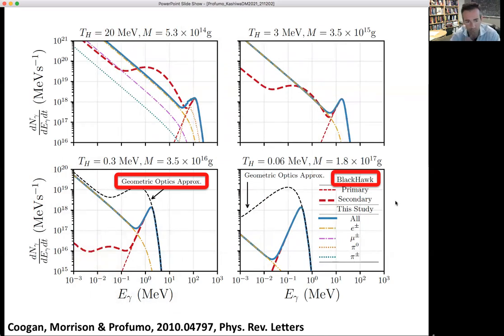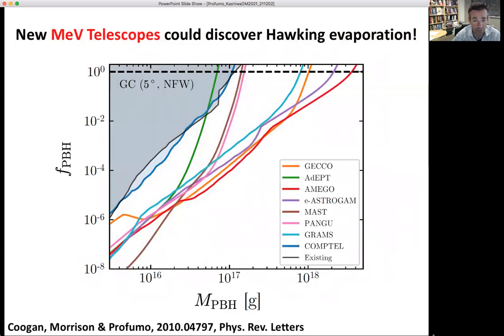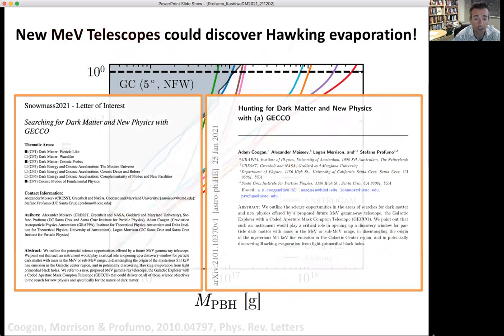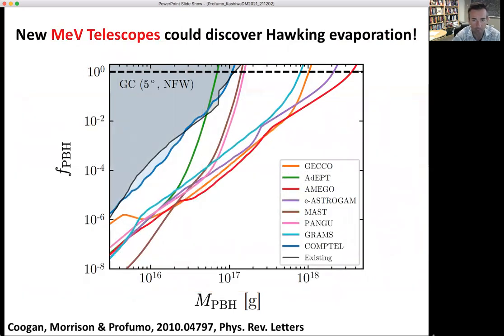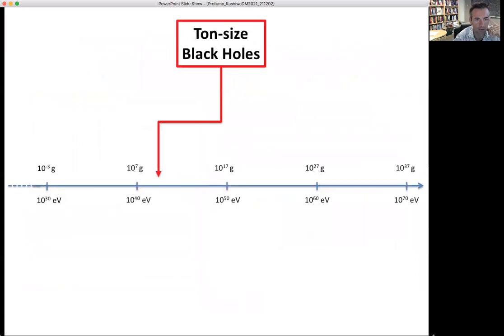Now, BlackHawk does incorporate our results that were published in Physical Review Letters earlier this year. And the constraints we obtained show that COMPTEL is, at the moment, the most competitive telescope in this mass range. And the future telescopes, especially GECCO, will outperform by several orders of magnitude the current constraints in this mass range. And I point you to a couple of papers to study the potential of future MeV telescopes, including in connection with evaporating black holes.